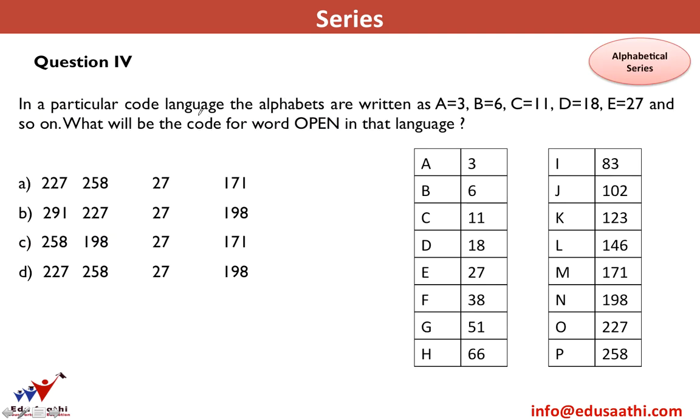Now let's look at this question. In a particular code language, the alphabets are written as A is equal to 3, B is equal to 6, C is equal to 11, D is equal to 18 and E is equal to 27 and so on. What will be the code for the word OPEN?